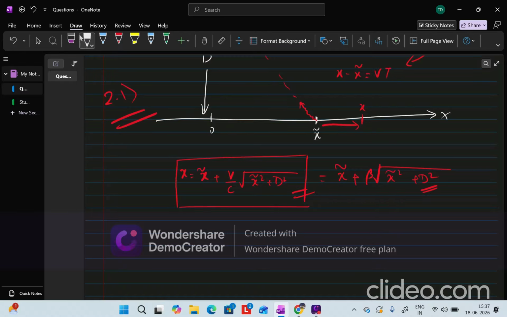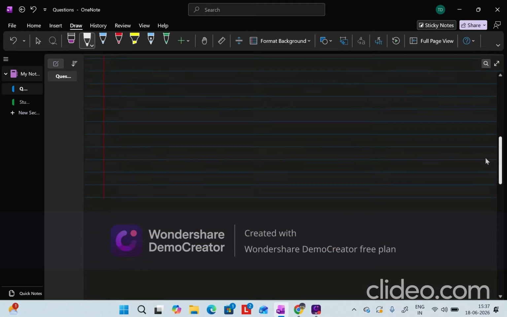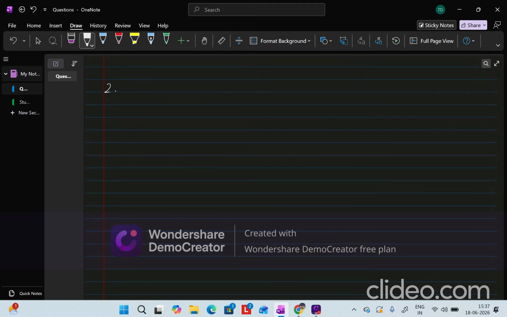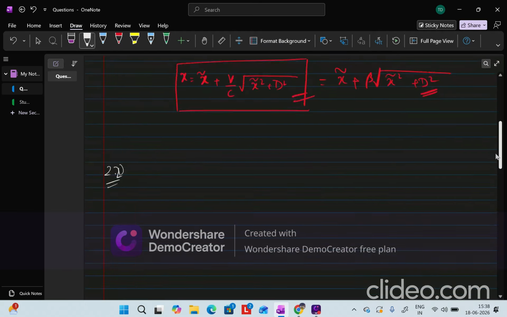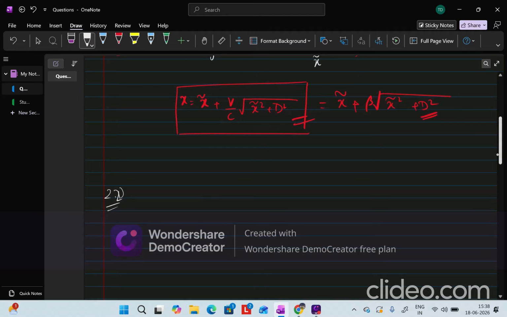Now coming to 2.2. What is my result? For 2.2, you just need to solve this equation and find x tilde. Let me take x tilde on the left-hand side and square this expression. I'll get beta squared times x tilde squared plus d squared.